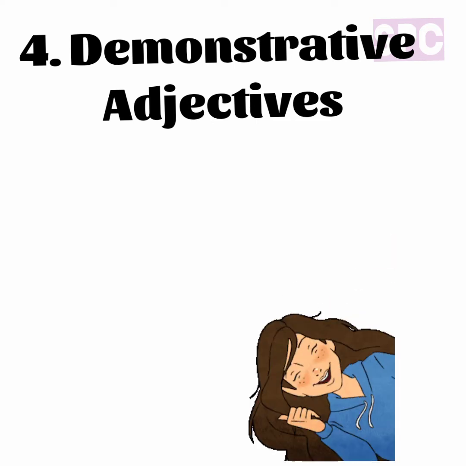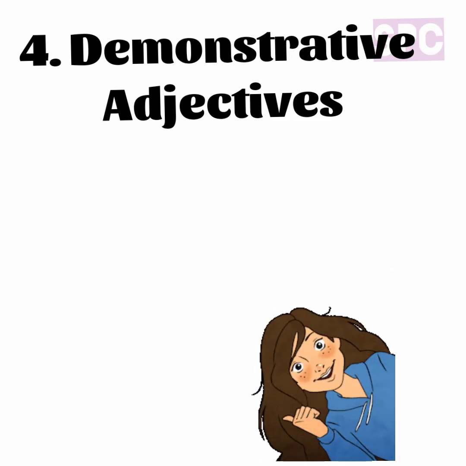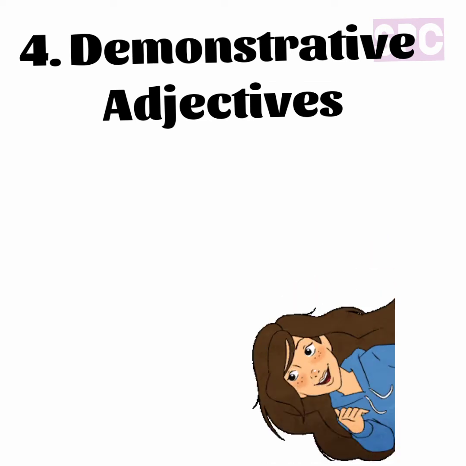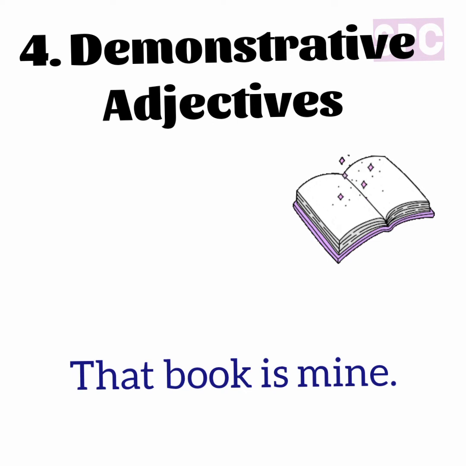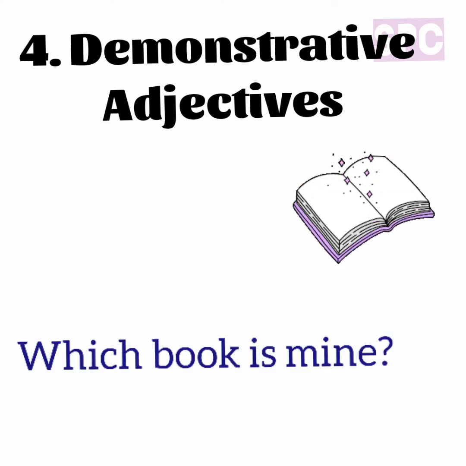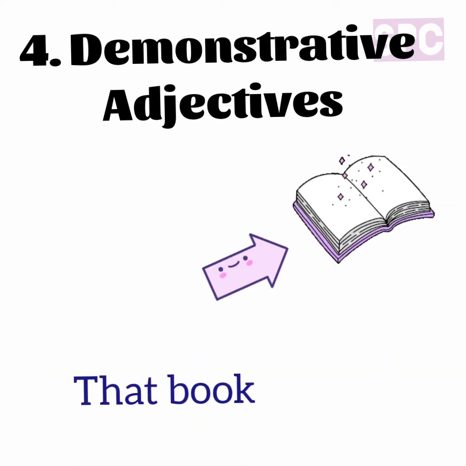Let's understand how to use these adjectives in sentences. First example, that book is mine. Which book is mine? That book. So that is demonstrative adjective and book is the noun.